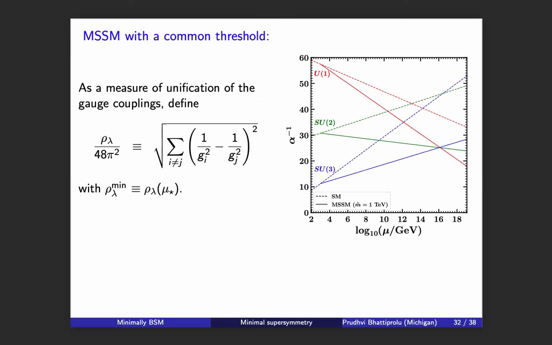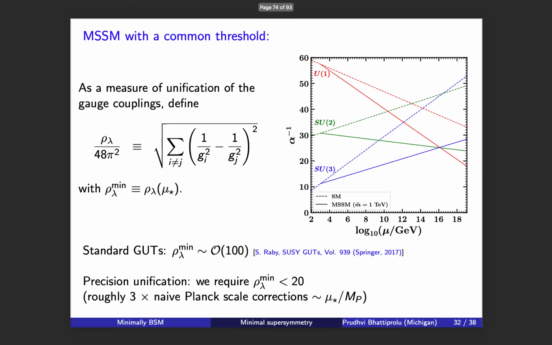It is well known that the gauge couplings approximately unify in the MSSM if I take the common mass threshold around the TeV scale, as I showed here in the plot. As a measure of the unification of gauge couplings, I'll define this parameter rho lambda, which is defined in terms of the gauge couplings in this fashion. And in standard SUSY GUTs, we can expect that this rho lambda minimum is of order 100. I won't go into details about that.